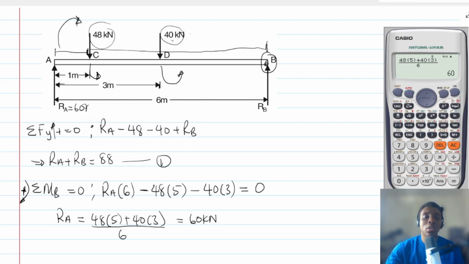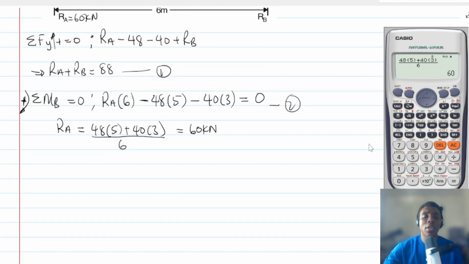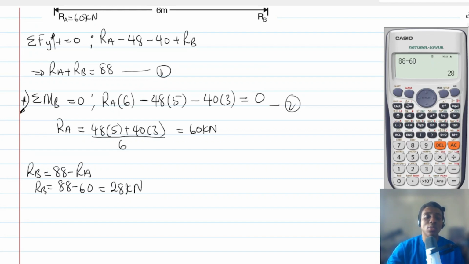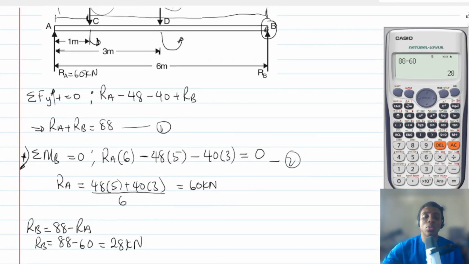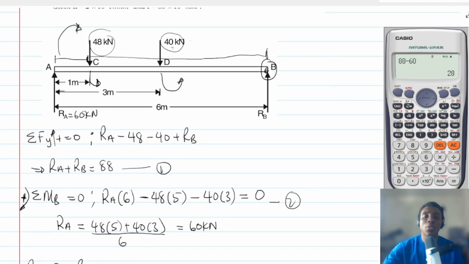Let's go back to equation 1 and put RA equals 60, so that RB is 88 minus RA, but RA is 60. So we have 88 minus 60, which gives us 28 kilonewtons. In other words, RB is 28 kilonewtons.